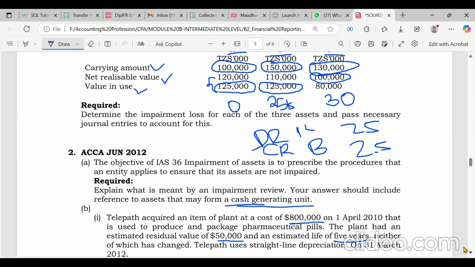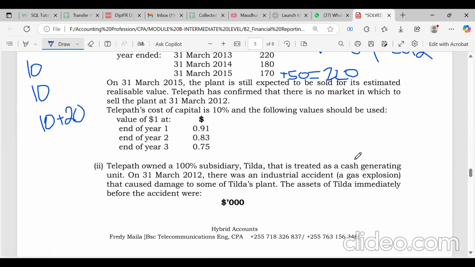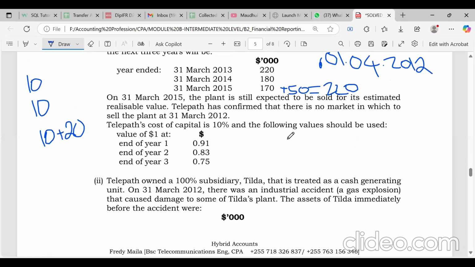So here we are. What we remain with here is we need the discount rate. Now, we are told here that the company's cost of capital is 10 percent, and the following values should be used. Now some people are confused about this. They're told the following values should be used. Have you ever heard of the present value factor? Listen, look at here very carefully.